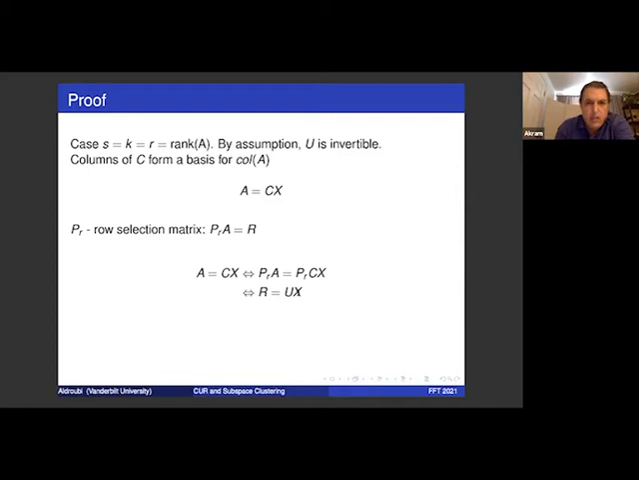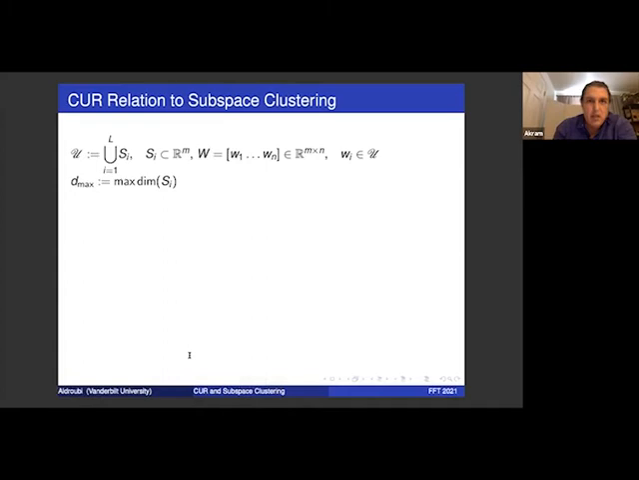X is unknown right now. This is what I want to know. I picked R, I know A, I picked C, so I know what U is, and I need to know X. U is invertible, so I know X, and therefore I replace X by U inverse R, and I get A is C U inverse R. So this is a really trivial proof. The proof when U is not invertible, because it's not a square matrix, is almost as easy.